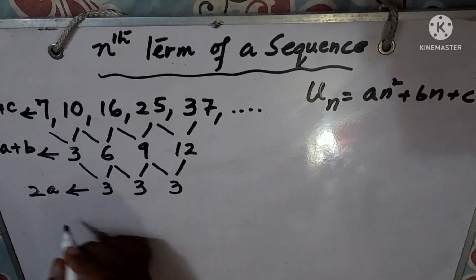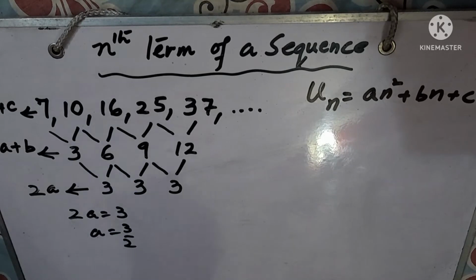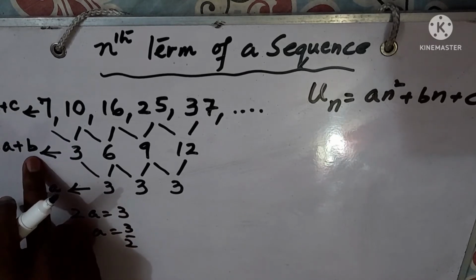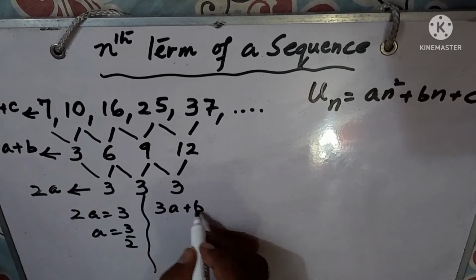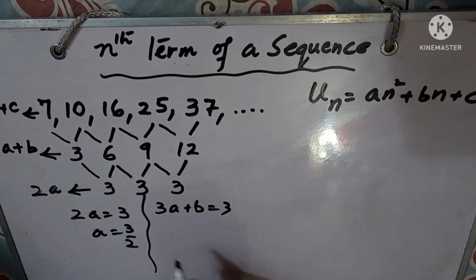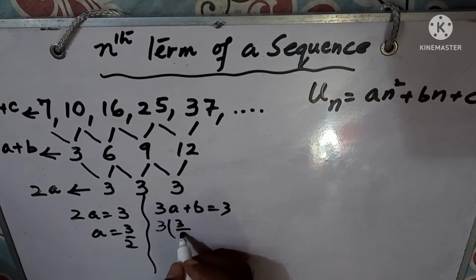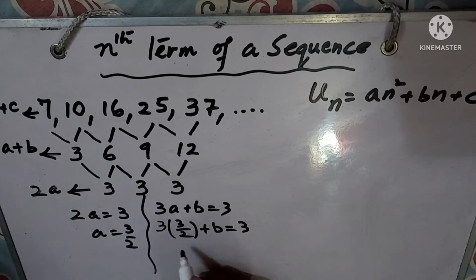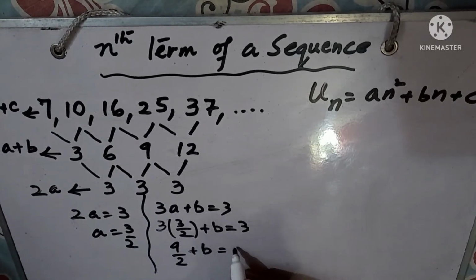Okay, so when I have my 2a equals 3, my a value is 3 over 2. I have my a value, then I will take my a value and use it to find my b value. Let's do that here. 3a plus b is equal to 3. Then my a value is 3 over 2. Let me replace that. 3 over 2 times 3 becomes 9 over 2, because 3 times 3 is 9, and there is 1 in the denominator, 1 times 2 will remain 2, plus b equals 3.